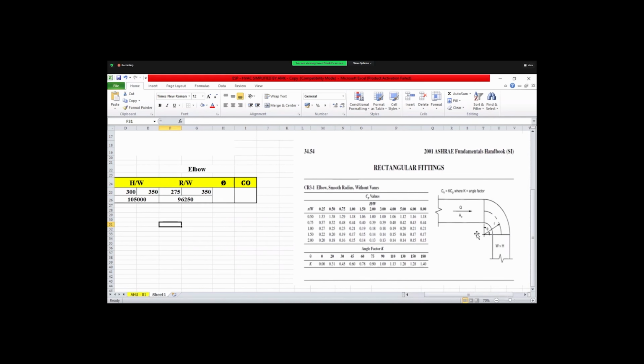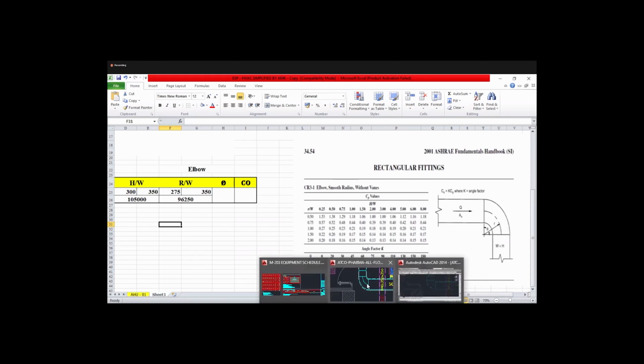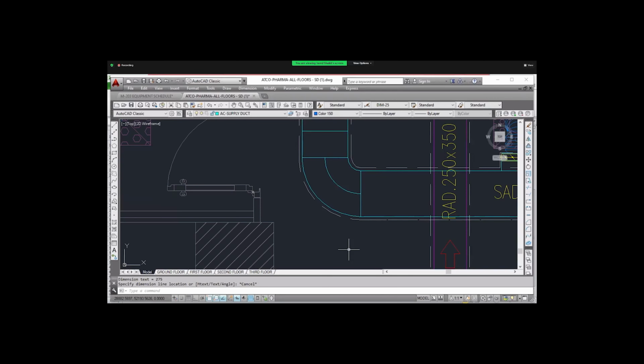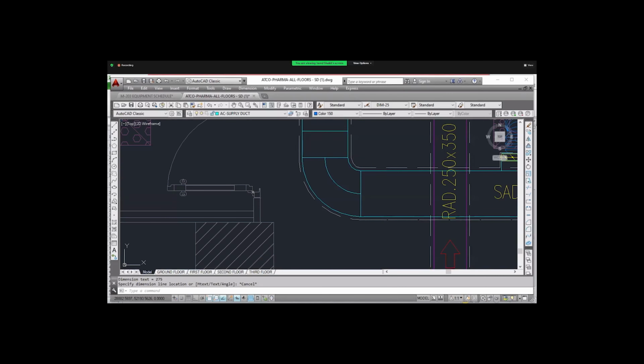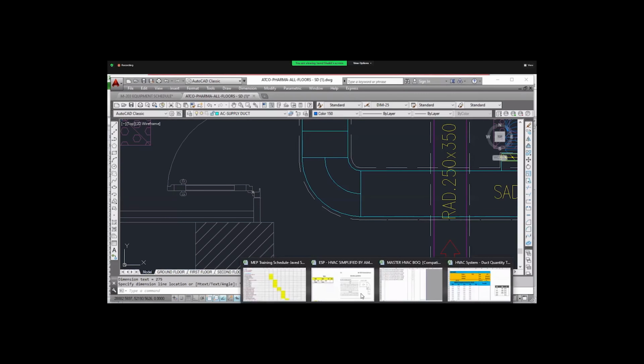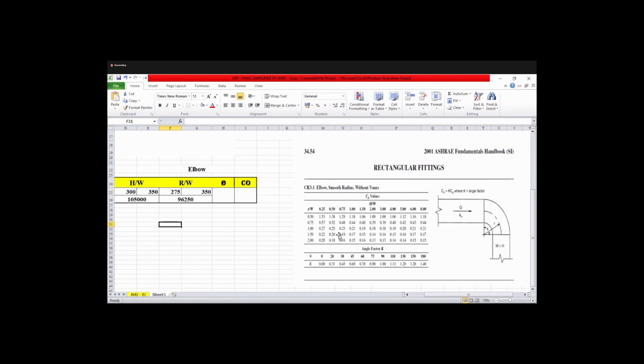And what is the degree here? What is the total degree? As our elbow is a 90 degree, no? This is a 90 degree elbow. So we have to take the 90 degree. So we have to consider the angle factor here as 1.